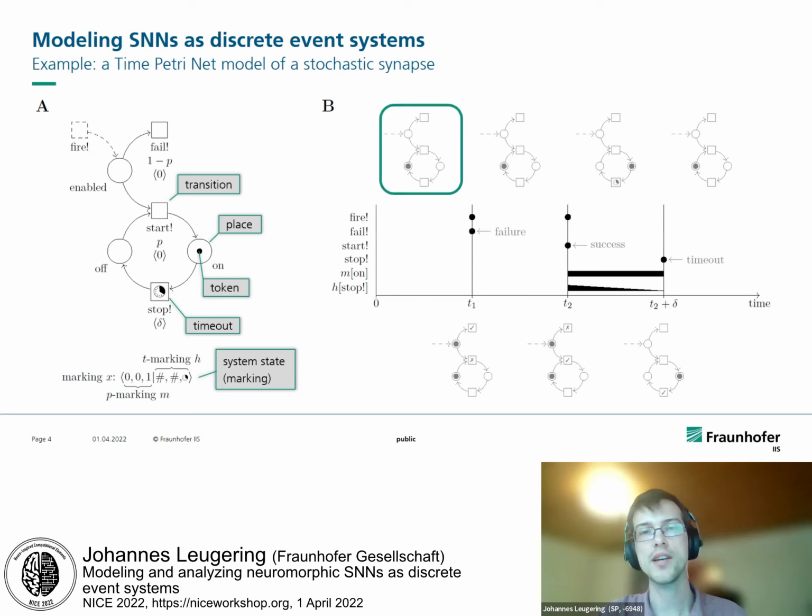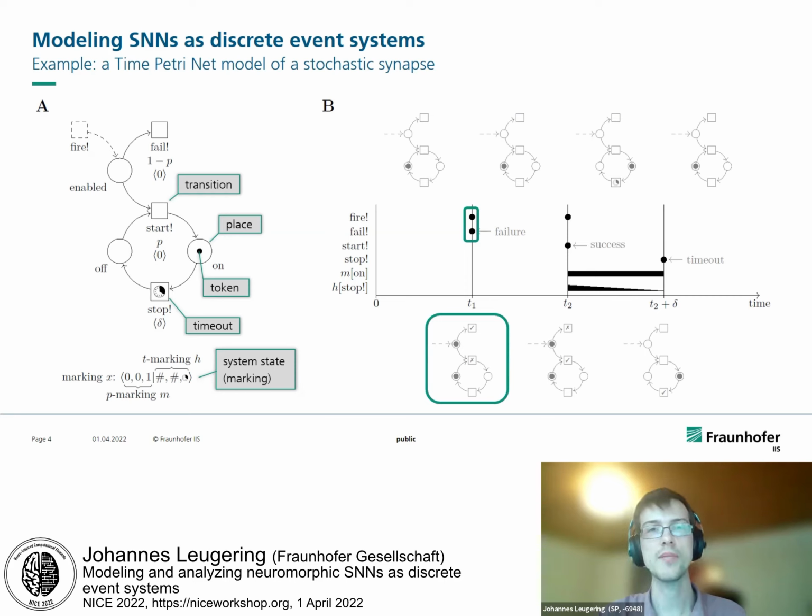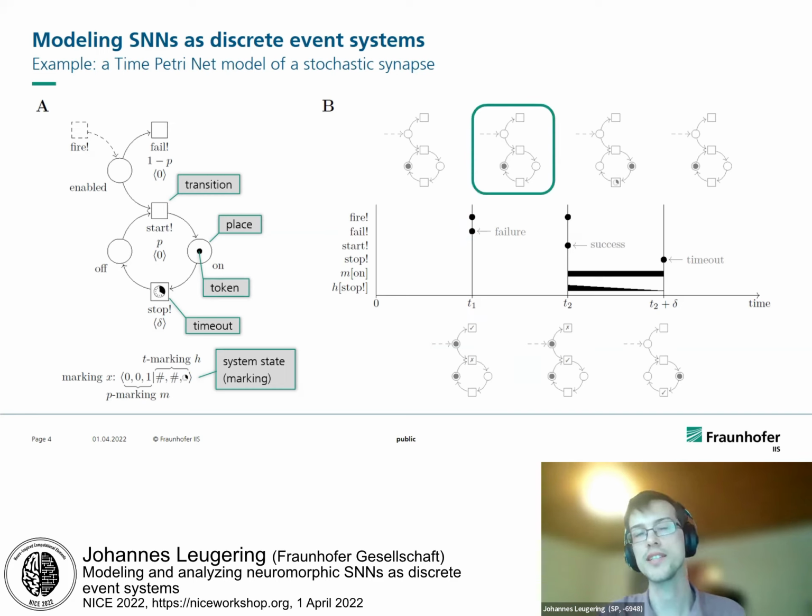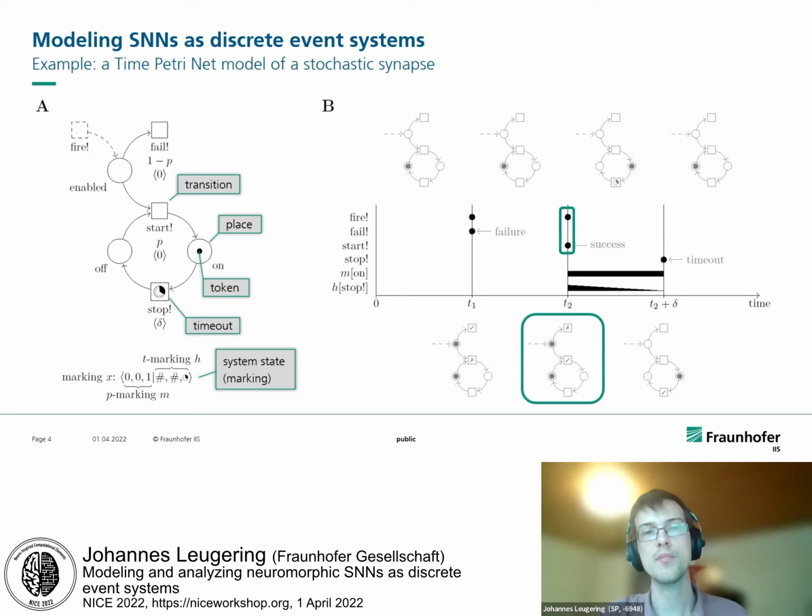So in the first example that I want to show here, the synapse starts in an off state. And now at some point in time, it receives a spiking input. And now the synapse has a choice whether it will fire or not. And in this example, the synapse chooses not to fire, which is random in this case. And as a result of this, the incoming spike doesn't have any effect and the synapse reverts back to the original state.